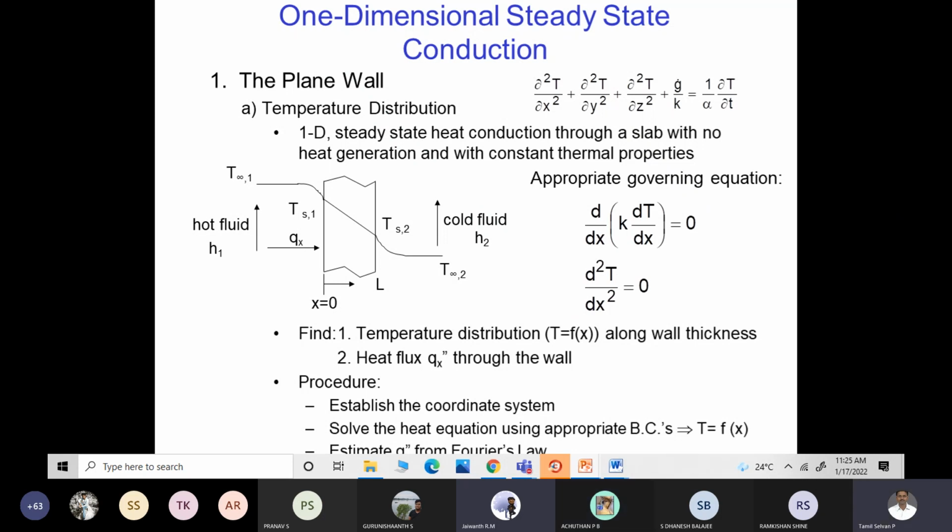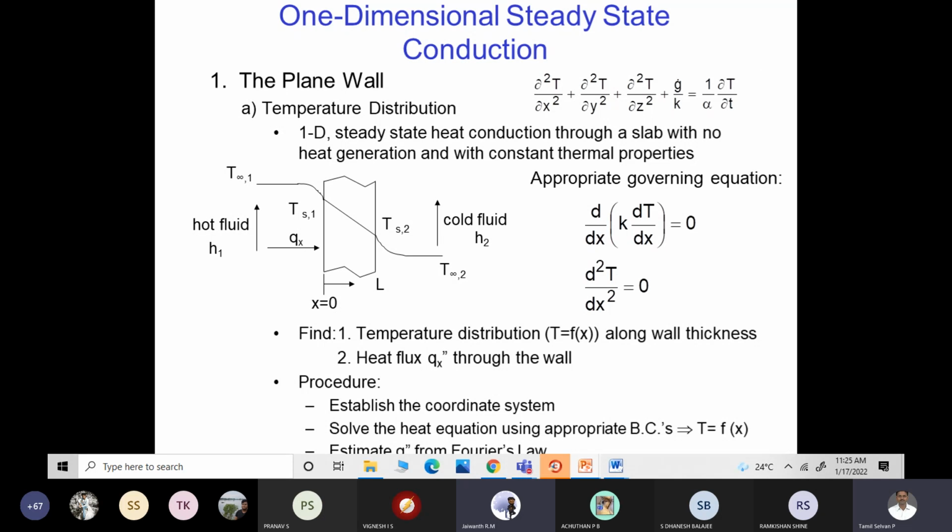Internal heat generation: if there is no internal heat generation, that term becomes zero, so G by K becomes zero. What happens to dou square T by dou Y square and dou Z square? It is the one-dimensional case. So what are all the assumptions? We assume one dimensional conduction, we assume there is no internal heat generation, and we assume steady state condition. All the three things we assume.